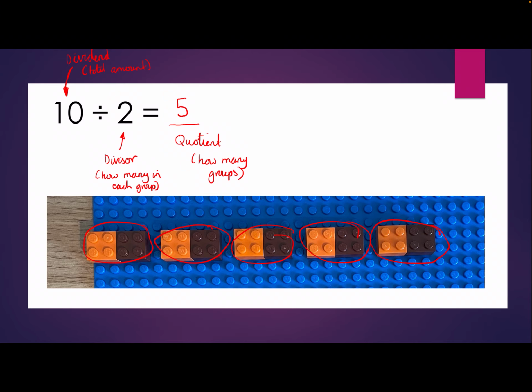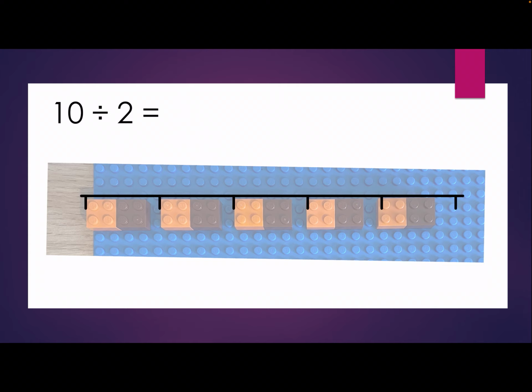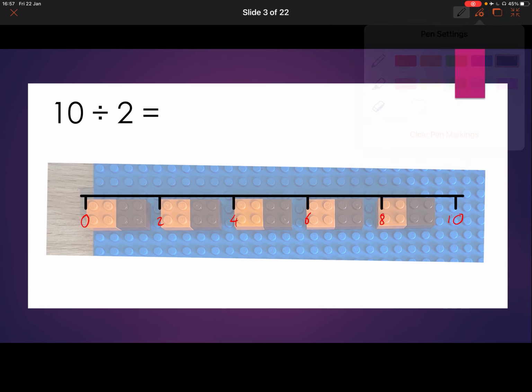So let's turn this into a number line. Let's just draw a number line over it. Zero is here, and then we had 2 blocks, and then 4 blocks, and 6 blocks, and 8 blocks, and finally we got to the full 10 Lego blocks that I was using. Let's use a darker pen.